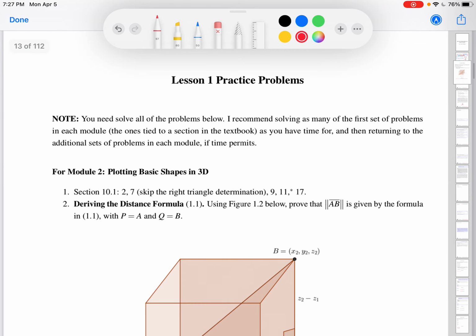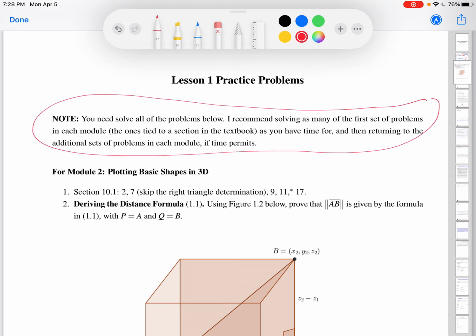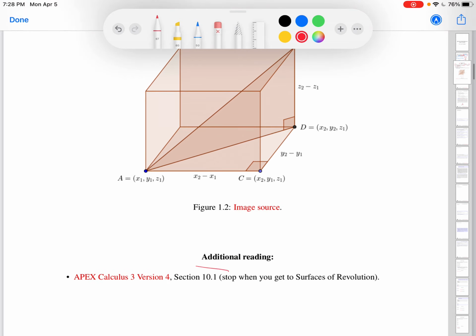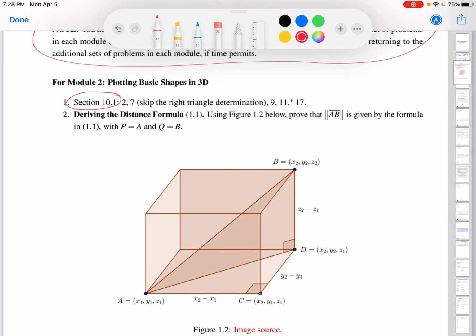This page is a page of suggested practice problems. I have a note up here. If you're going to be solving these, you don't have to solve all of them. They really are meant for practice. Some of these, when a section is mentioned, are coming from the section in the Apex Calculus book. Other times I might add additional problems.